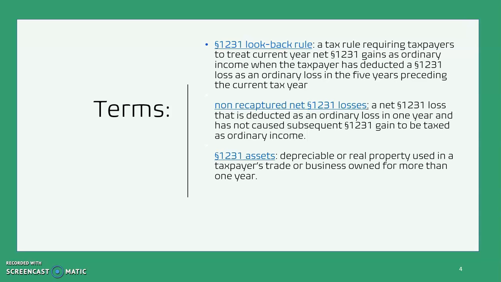Non-recaptured net Section 1231 losses are net Section 1231 losses that were deducted as ordinary losses in a prior year and have not caused subsequent Section 1231 gain to be taxed as ordinary income.